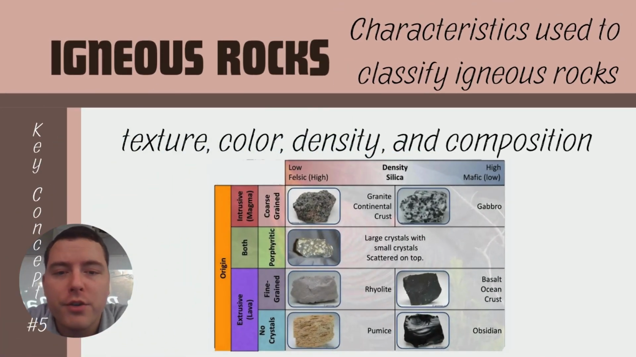So I can also use texture, color, density, and composition. If I know that there are no crystals, it's kind of shiny like glass, and it's dense, then it's obsidian.